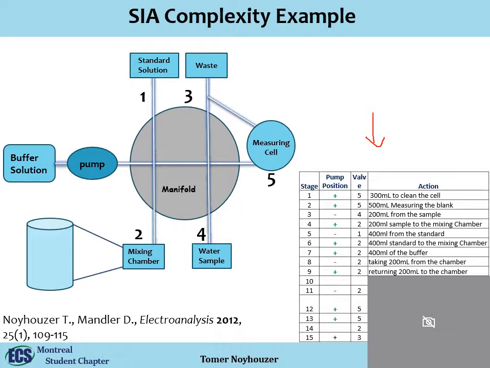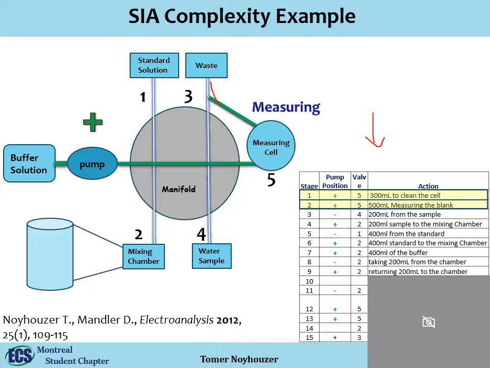So the first command is to clean the cell and measure the blank. I'm using the pump to pull a buffer solution and push it through the measuring cell while performing a measurement, and everything is going to waste, right? So that's the first thing that I did.